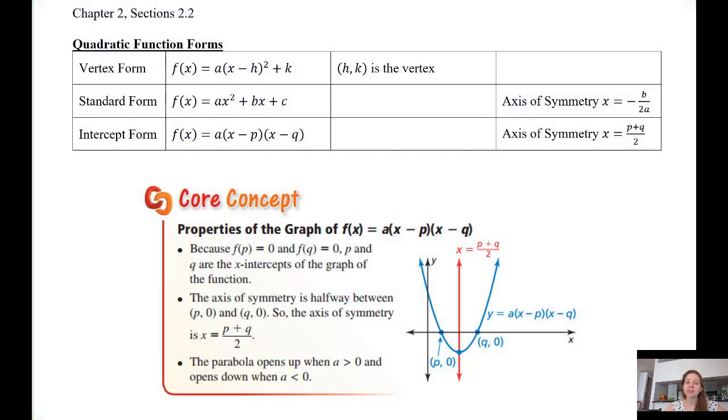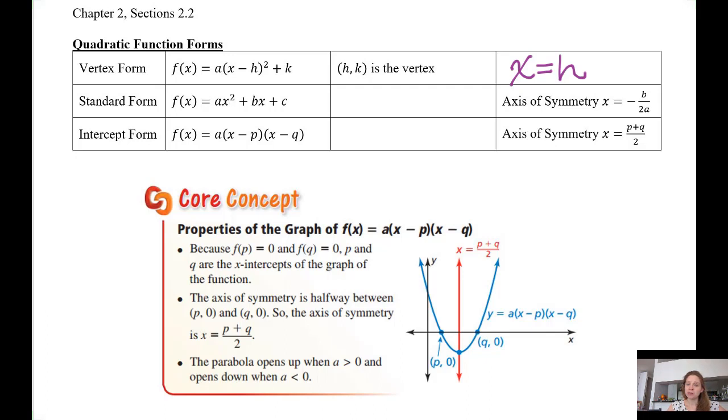Let's review the quadratic function forms we've learned so far, starting with vertex form. So in vertex form, it is really easy to identify the vertex. Seems obvious. And then to identify the axis of symmetry, that is, of course, x equals h.